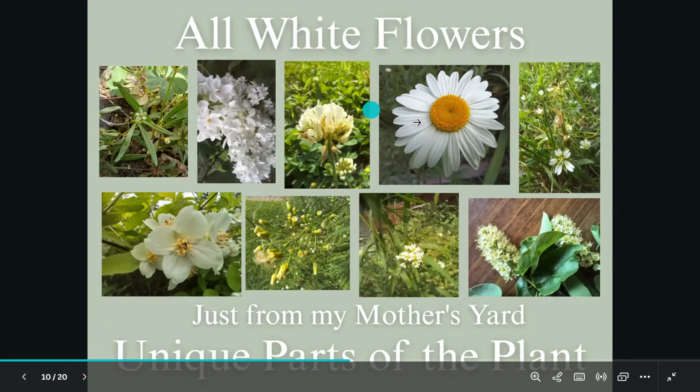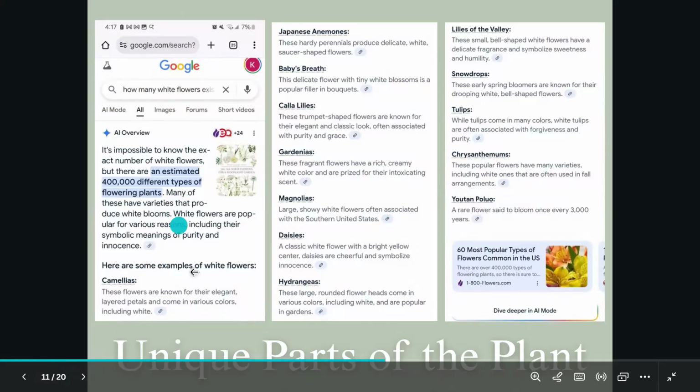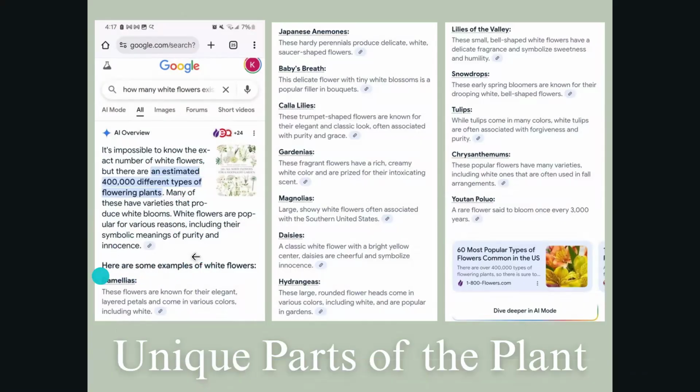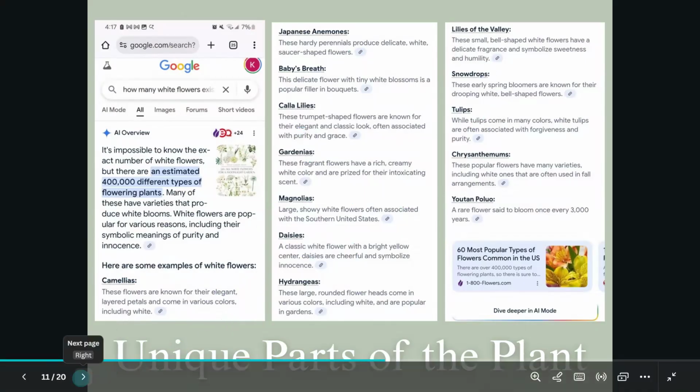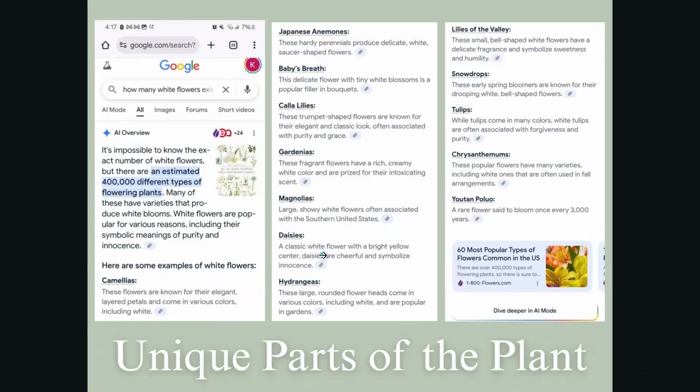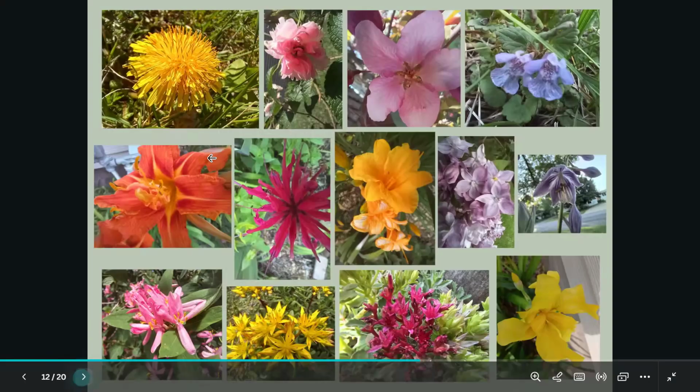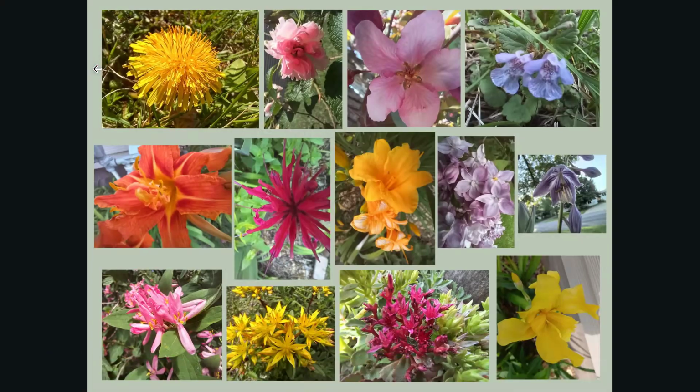And how many were there? It was one, two, three, four, five, six, seven, eight, nine. Nine. And I think that might be comprehensive. But here are some examples of white flowers. We had the daisy, but I'm not sure that we had any of these other ones that were suggested. Camellias, hydrangeas, daisies, magnolias, gardenias, tulips, snowdrops. So a lot, and none of the ones that were in my mother's yard are represented here, just daisies. So, kind of wild. And that doesn't even include all of the other colors.